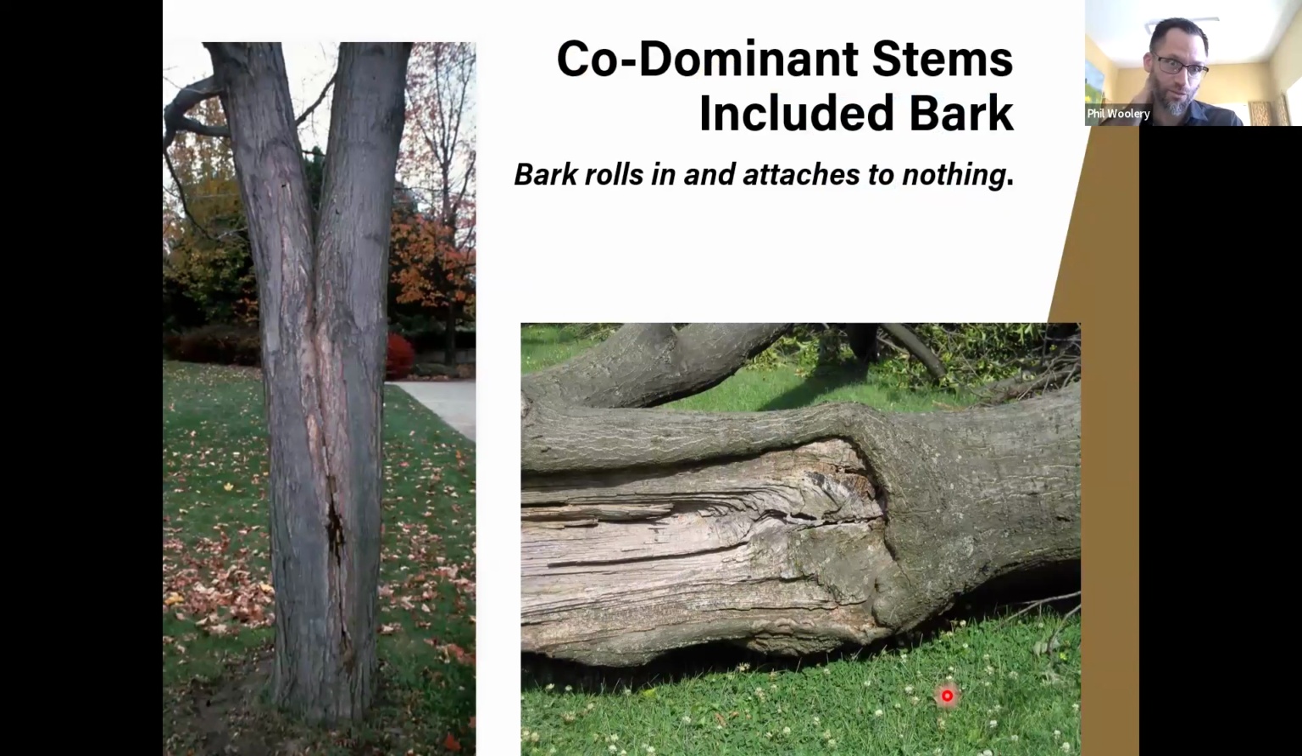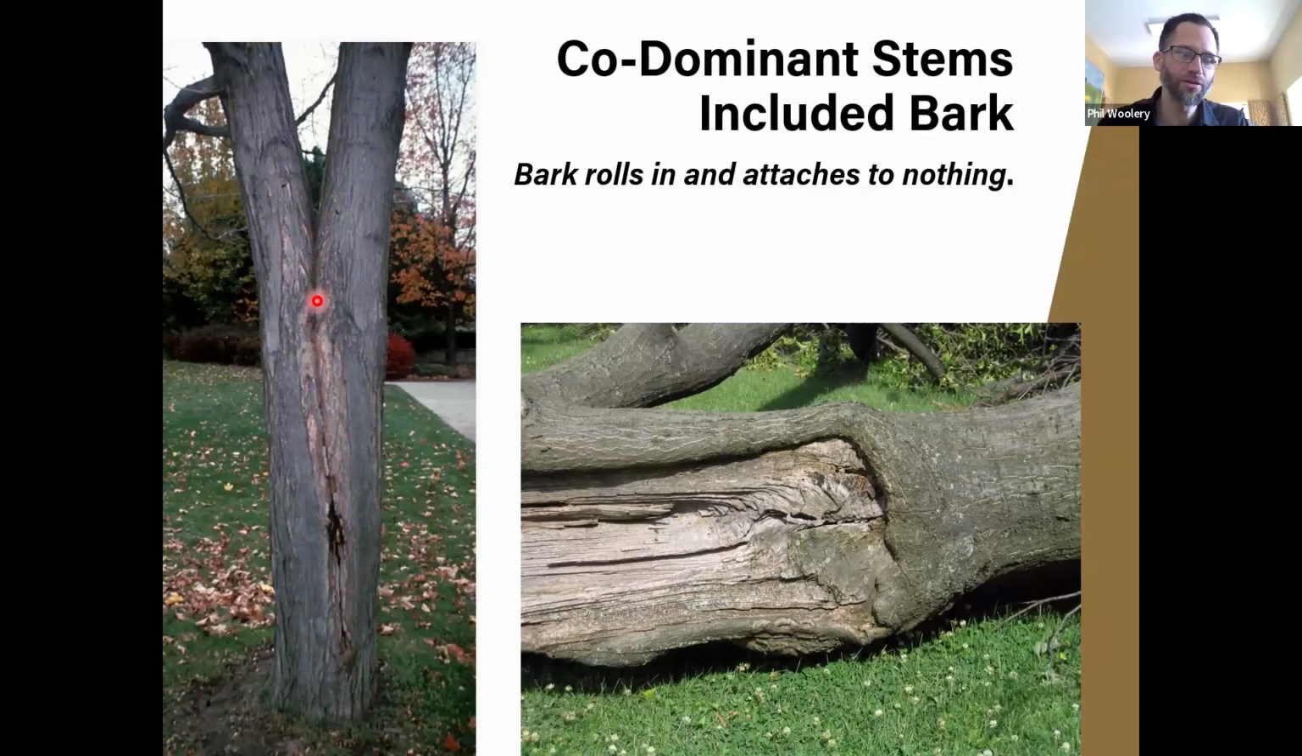A word on codominant stems and why we want to avoid them. Looking at this tree, it's like a maple. So this crack right here, right down to here. When that tree was very young, something happened and it had 2 stems going up, and they used to be separate. As the tree grew larger, they started running into each other. These are not attached anyway. So as the tree gets bigger, they're kind of pushing off each other.